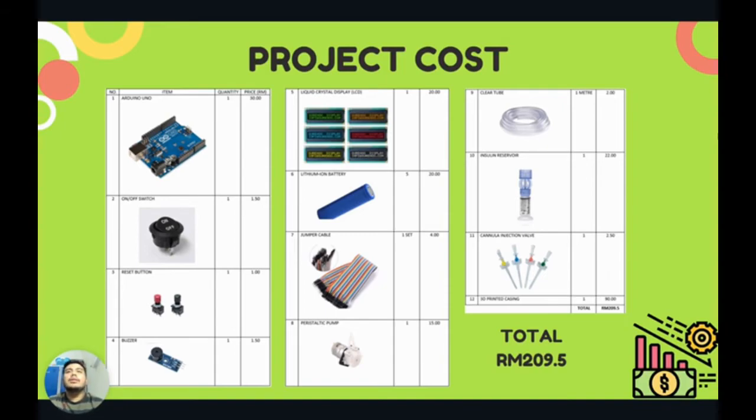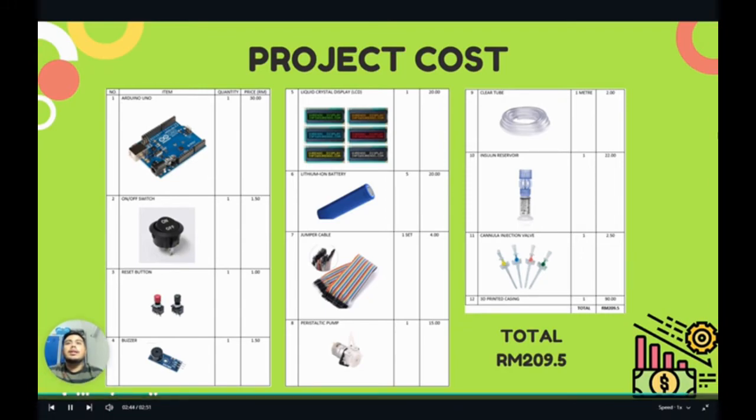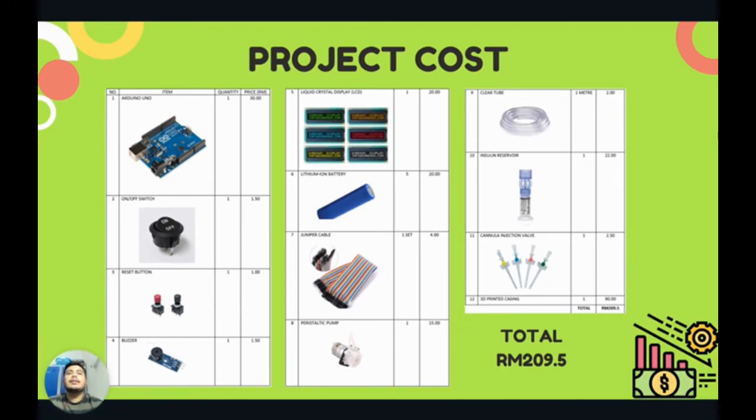The tenth item is the insulin reservoir, where you connect the vial of insulin. The 11th item is a cannula protection valve, which is used as a needle to inject into a person's body. And the 12th item is a 3D printed casing for our project, which costs us 90 ringgit. The total for our project cost is 209 ringgit 50 cent. Thank you. That's all for me.